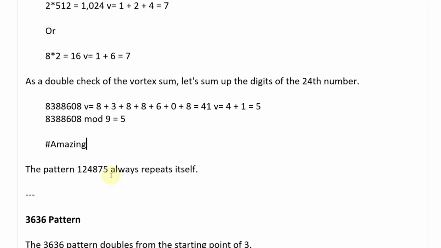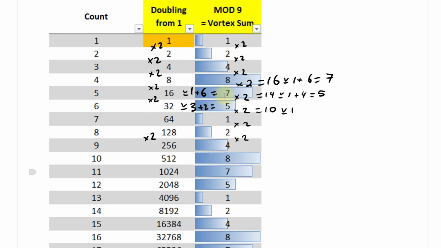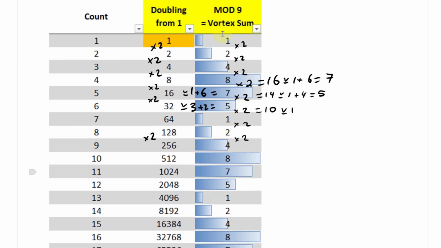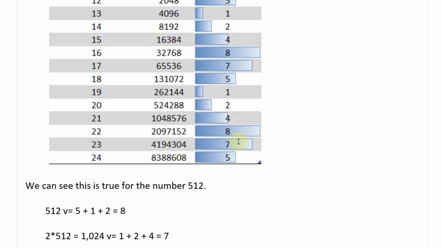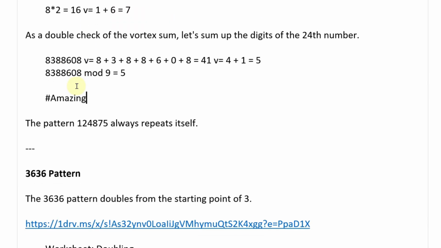Alright, so now the pattern 124875 always repeats itself, and then it keeps going indefinitely. So 124875, 124875, and again, because once we get to this 1, we already know what doubling 1 is, it goes to 2. We already know doubling 2 goes to 4, so we just keep going on and on forever, regardless of how big this number is. And now let's keep going further.